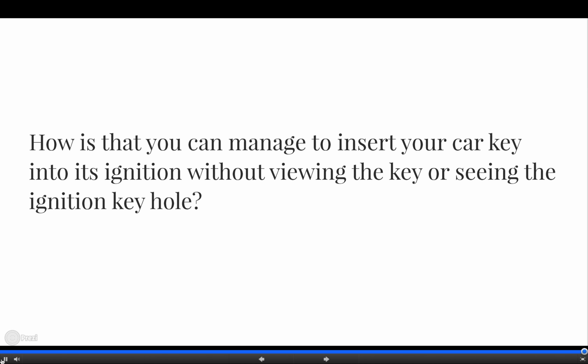And finally, I'd like to leave you with one last thought. How is it that you can manage to insert your car key into its ignition without viewing the key or seeing the ignition keyhole?